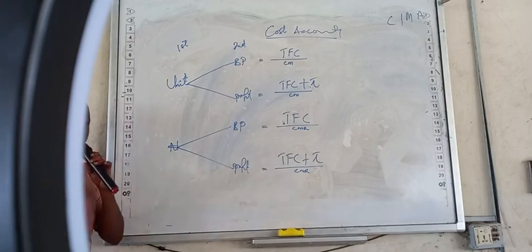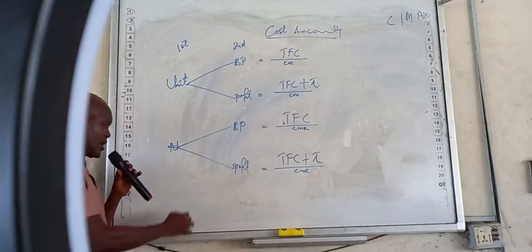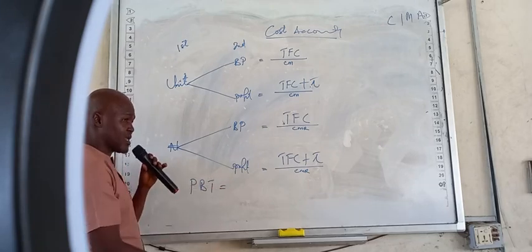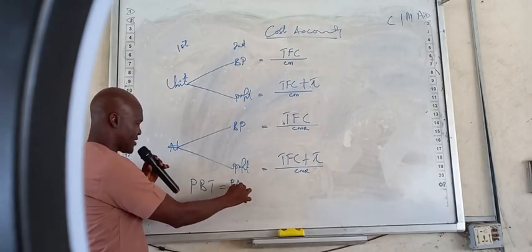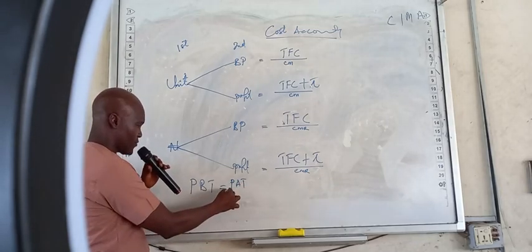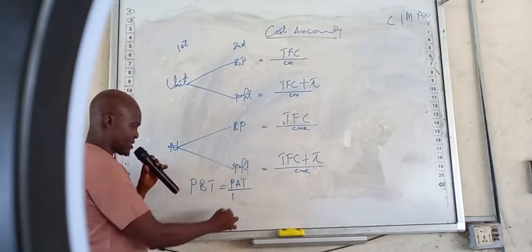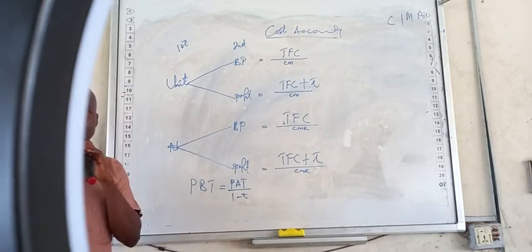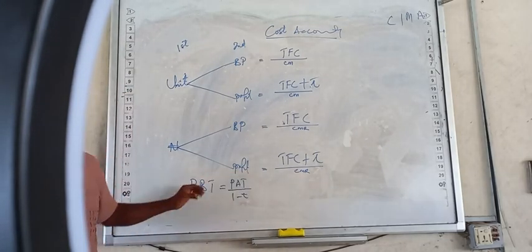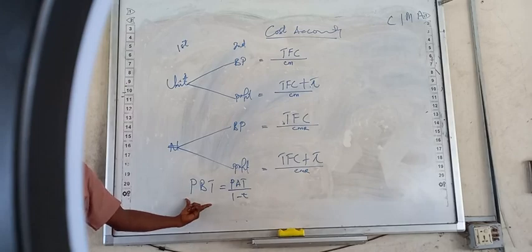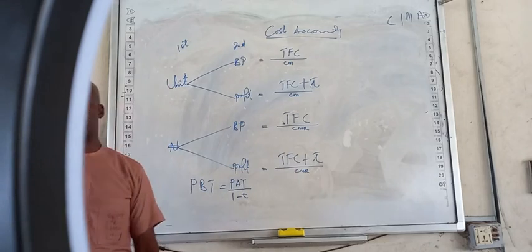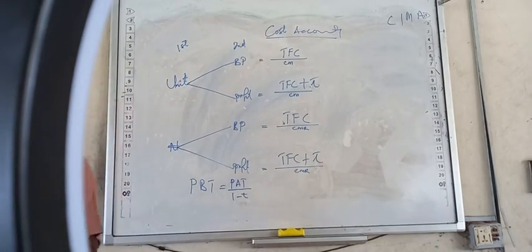So if I'm not given profit before tax, how do I get profit before tax? My profit before tax is always given as profit after tax given to me in the question divided by 1 minus tax rate, which the examiner will give to me. So when you do this, you get profit before tax, and you will use profit before tax here. So that's all about it.